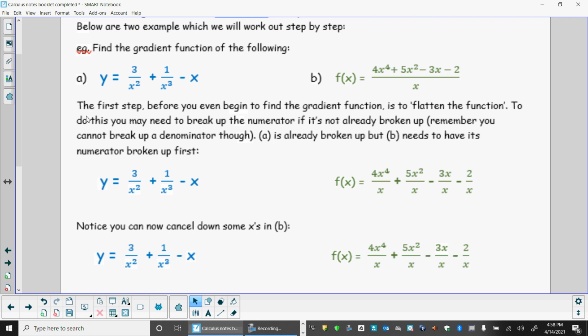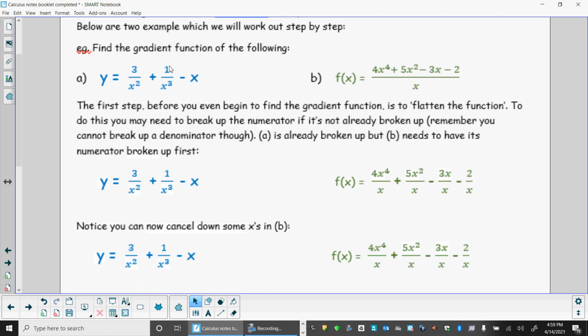Alrighty, so the first step, you need to break up the numerator if it's not already broken up. Remember, you cannot break up the denominator though, so you can break up a numerator, like you can break this into 4x to the 4 over x plus 5x squared over x minus 3x over x minus 2 over x. You can break up a numerator, you're just not allowed to break up a denominator. Remember, like killing a kitten. So you can't break up a denominator.